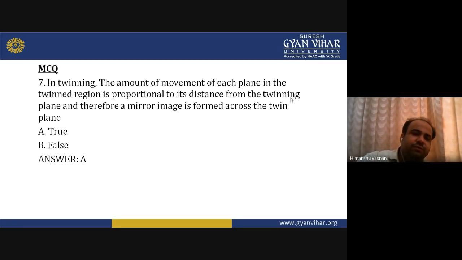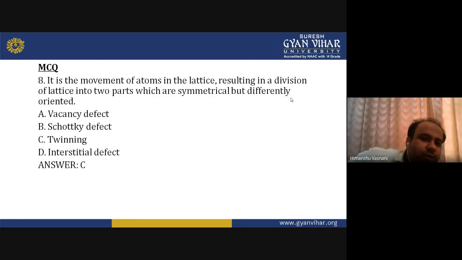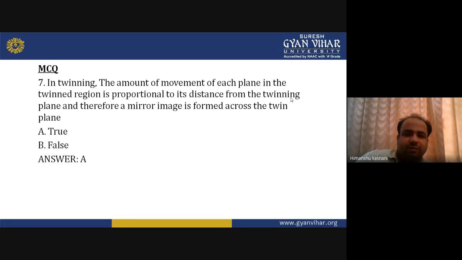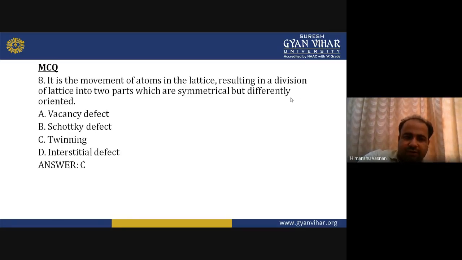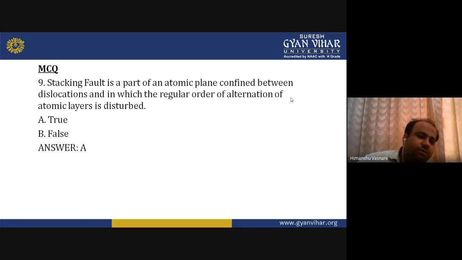And the eighth question: it is a movement of atoms in the lattice resulting in a division of the lattice into two parts which are symmetrical but differently oriented. It is called twinning. We have studied twinning and understood this in the MCQ also. Now the ninth question: a stacking fault is a part of an atomic plane confined between dislocations, in which the regular order of alternation of atomic layers is disturbed, which is true, obviously.